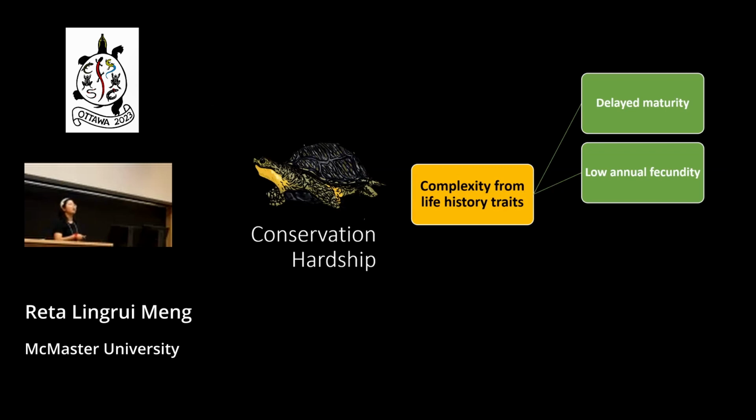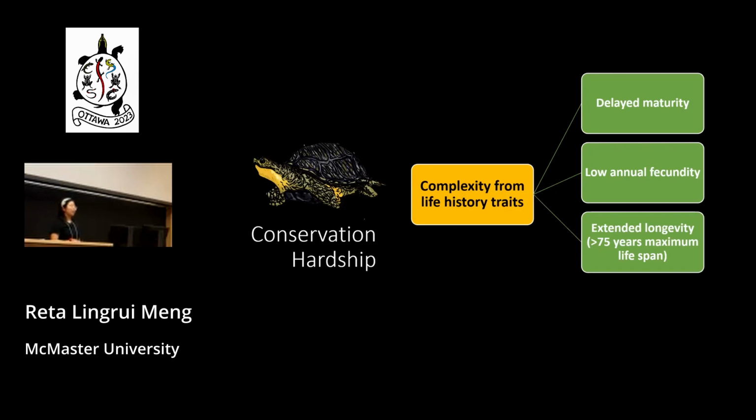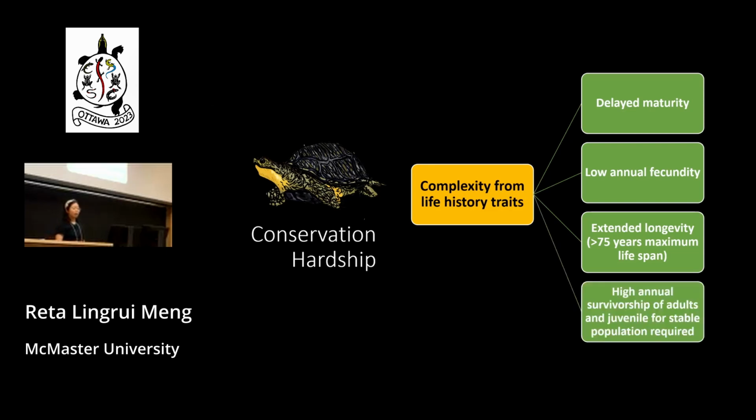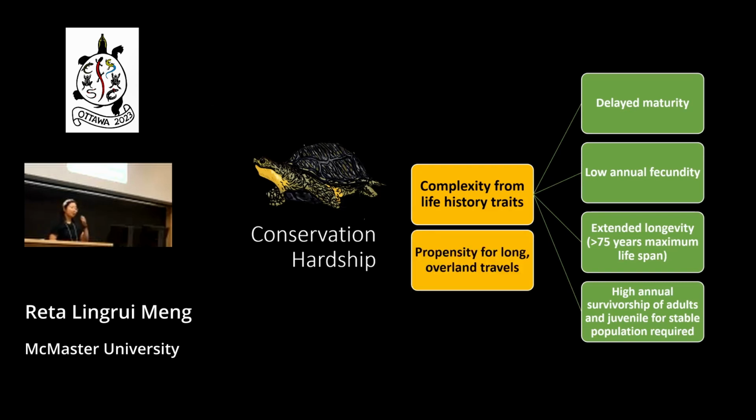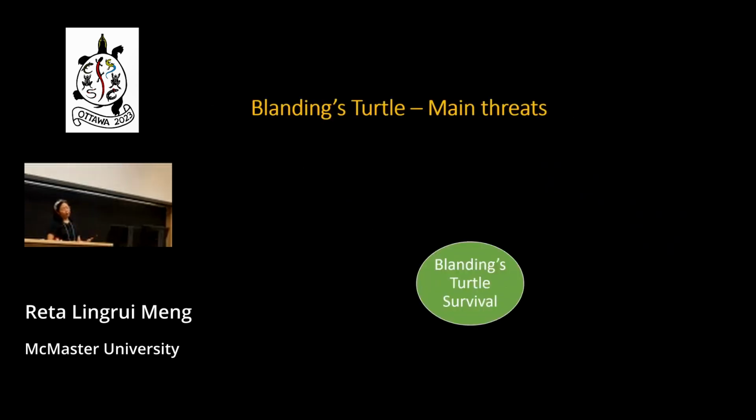And out of those eggs that do get laid, the survival rate is pretty grim. So baby turtles, especially Blandingii, don't really have a good time. And they experience extended longevity, with individuals in the wild being observed to live more than 75 years. So it takes a long time for an individual to get replaced within the population. And therefore, overall, their population structure requires a high annual survivorship of adults and juveniles in order for a population to remain stable. Another aspect of Blandingii turtles specifically is that they're known to have a propensity for long overland travel, which brings us to their main threats.